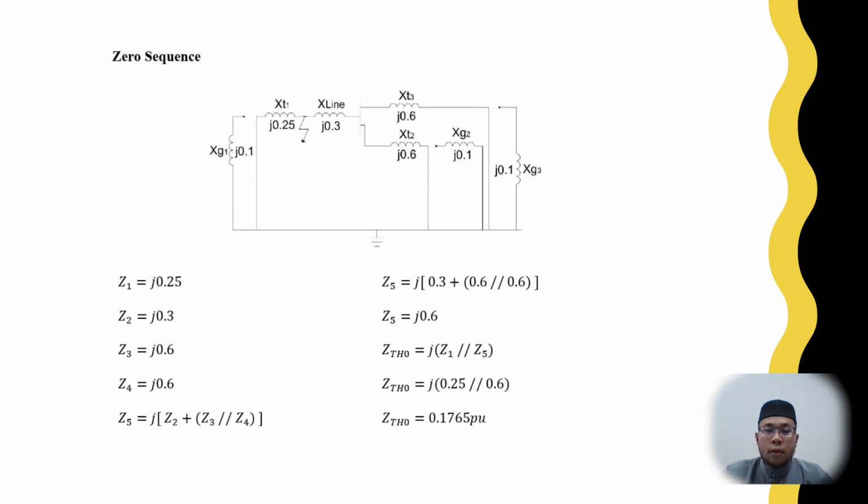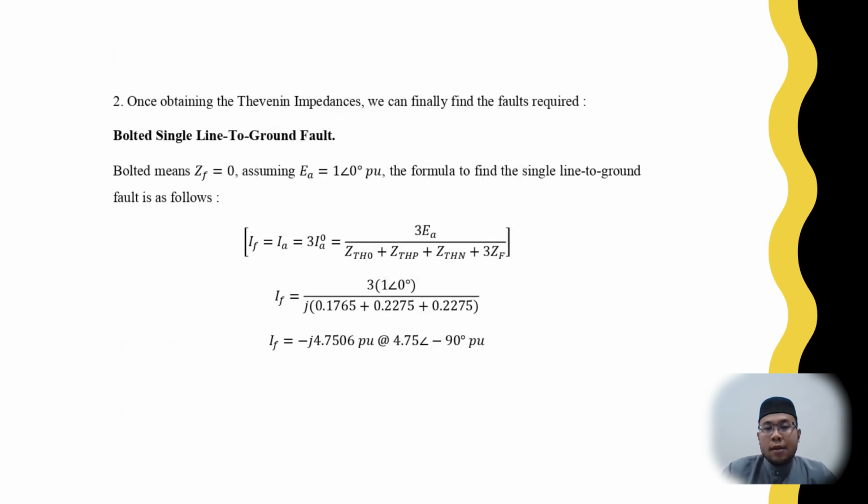For the zero sequence network, the impedance diagram needs to be redrawn. As for the zero sequence network, all components in the network must be grounded. After redrawing the diagram, we can finally find the Thevenin impedance of the network. Since the fault occurred at bus 2, only the reactances that are connected to the fault will be included in the calculation, which means xg1, xg2 and xg3 are ignored. At last, the Thevenin impedance of the zero sequence network that is obtained is j0.1765 per unit.